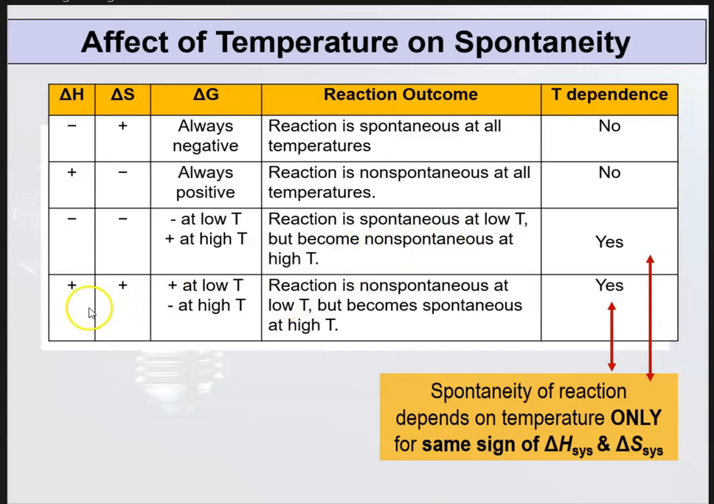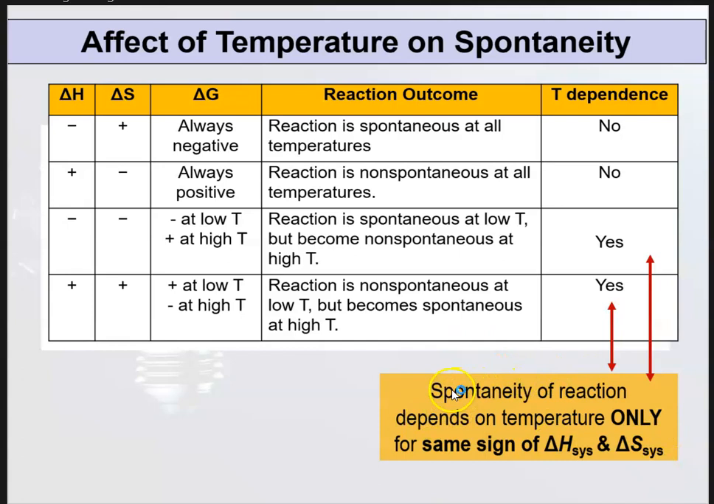Opposite to this one, if you have positive enthalpy change and positive entropy change, at low temperature delta G will be positive. At high temperature, delta G will become negative. So the reaction is non-spontaneous at low temperature, but spontaneous at high temperature. Kalau you letak dia kat tempat sejuk, dia tak bertindak balas. If you put it at high temperature, it will react. So it is temperature dependent.